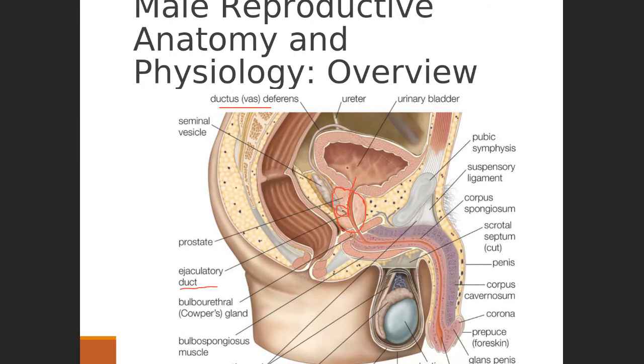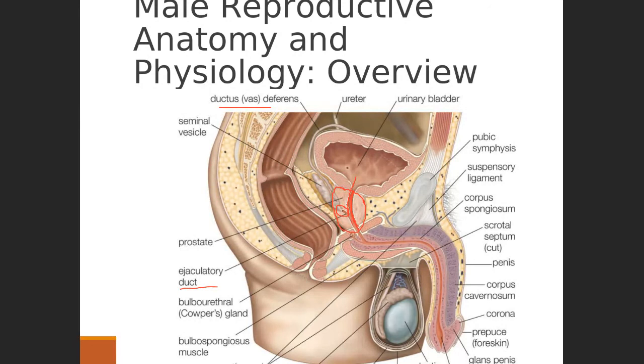We said before we weren't going to describe the portions of the male urethra until we got to reproductive. The portion of the urethra that passes through the prostate is logically called the prostatic urethra. And at the point where the ejaculatory duct drains into the prostatic urethra, from that point forward, we've got completely shared anatomy between reproductive, male reproductive, and urinary.